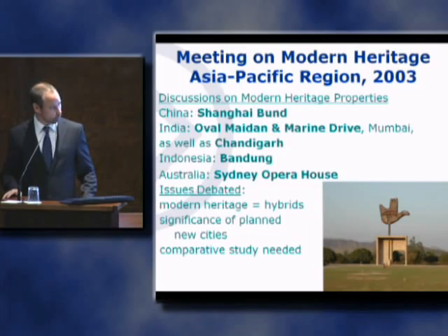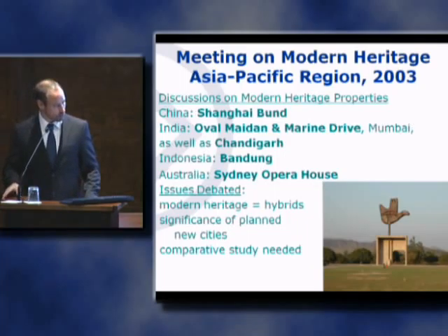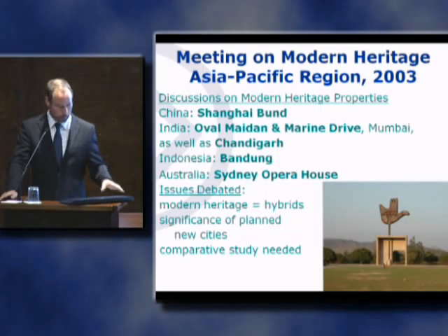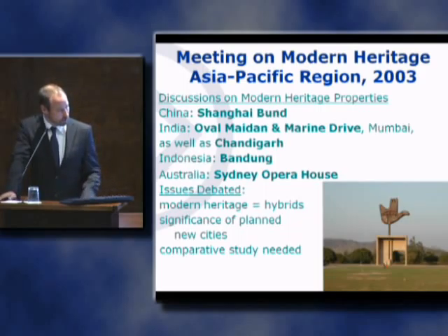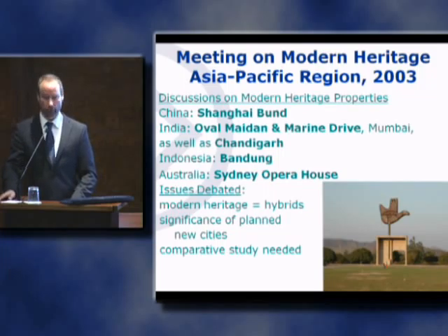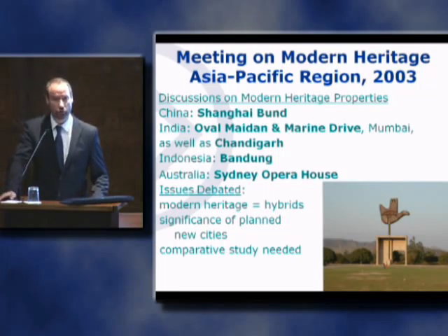The next meeting took place in the Asia-Pacific region in the city of Chandigarh. The meeting in Latin America took place in Monterrey, in Mexico. This meeting took place at the beginning of 2003 in Chandigarh, in India. Some of the potential properties for inscription on the World Heritage List that were discussed were the Shanghai Bund, of course the city of Chandigarh, the city of Bandung in Indonesia, as well as the Sydney Opera House. I believe that Sheridan presented that particular test case in the context of this workshop.